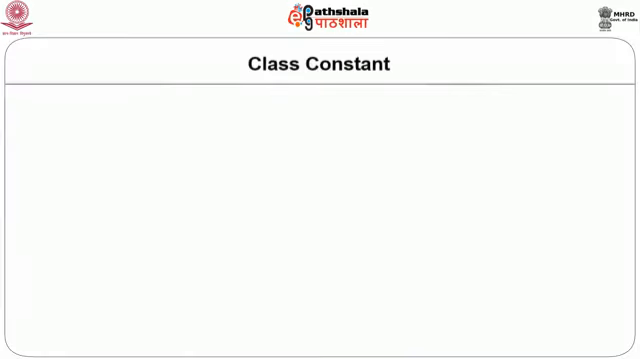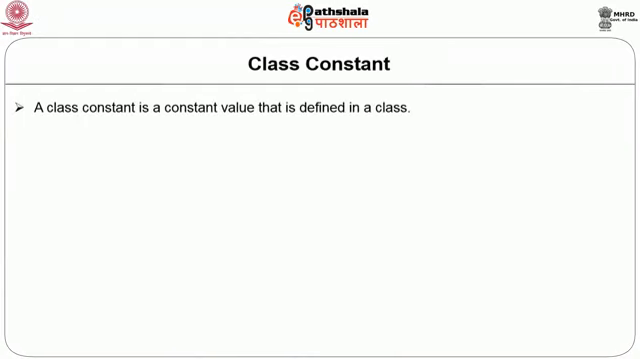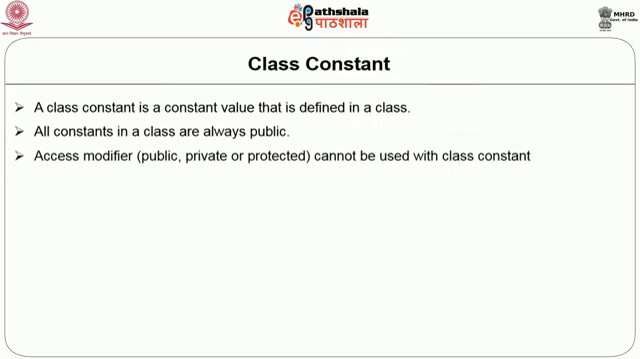So let's talk about class constant. As we know, a constant has a fixed value, so in the same way a class constant is a constant which is defined inside a class. A class constant is always public. You cannot use an access modifier with a class constant because it is public by default. As a class constant is public, it can be accessed outside of that class.